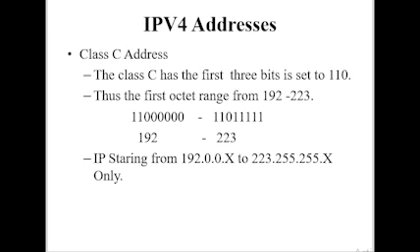The first octet of Class C ranges from 192 to 223. In binary, 192 is 11000000, and 223 ends with 11011111. The range starts from 192.0.0.x to 223.255.255.x only.